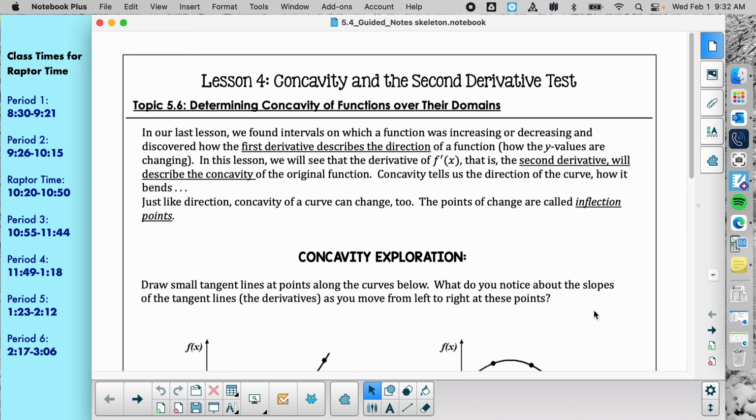Critical numbers were where our relative maxes, relative mins are.